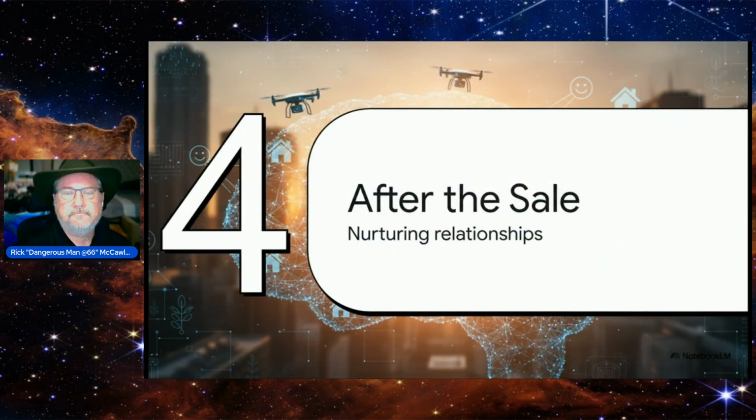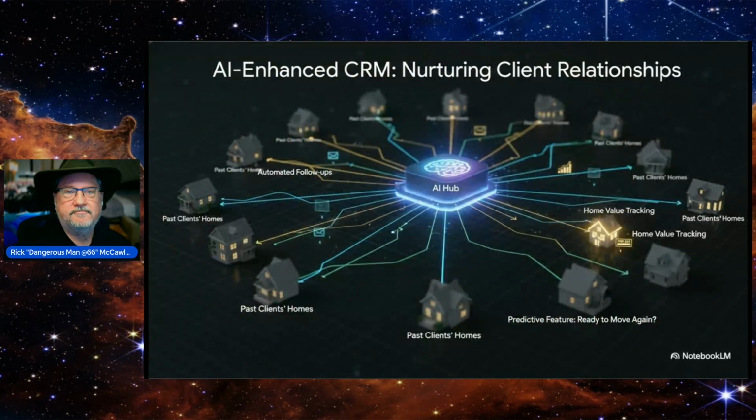But let's be real, the job isn't over just because papers are signed. The smartest agents know that today's happy client is the key to tomorrow's referrals and repeat business. And AI is now the secret to managing those relationships for the long haul without going crazy. This is where AI powered CRMs or customer relationship management systems are just invaluable. I'm talking about platforms like Wise Agent and HomeBot.